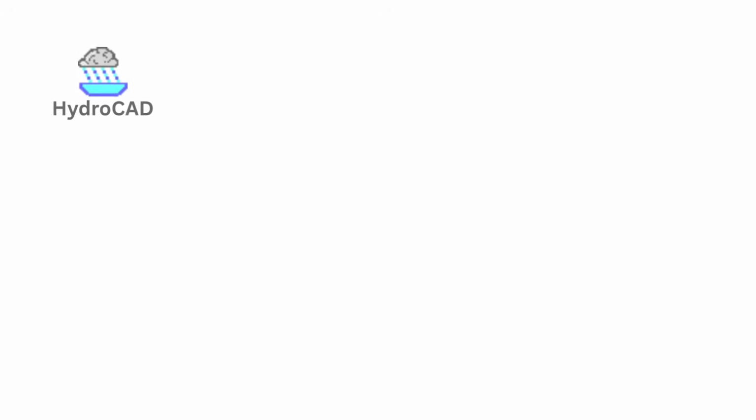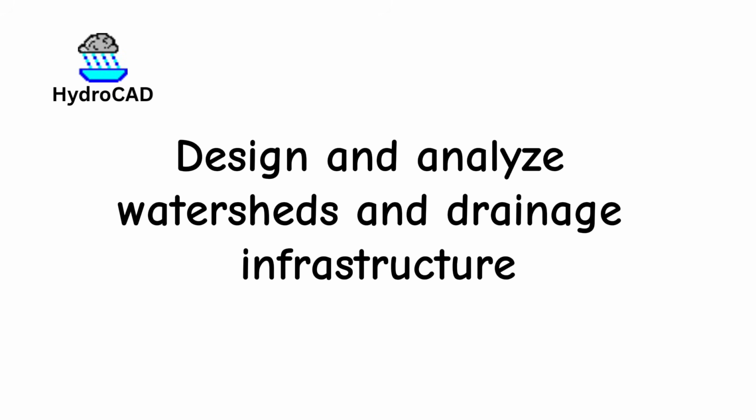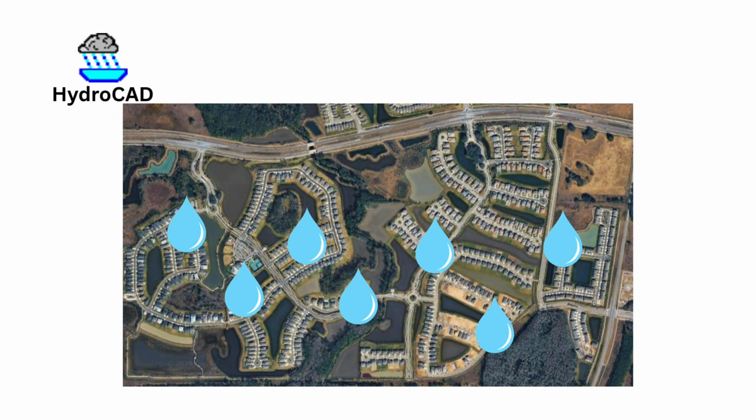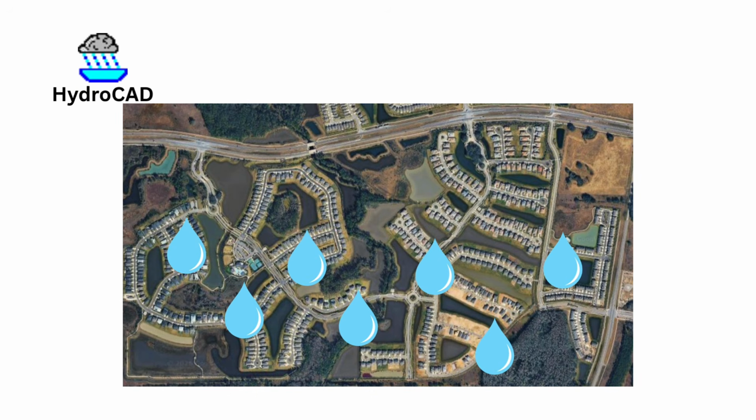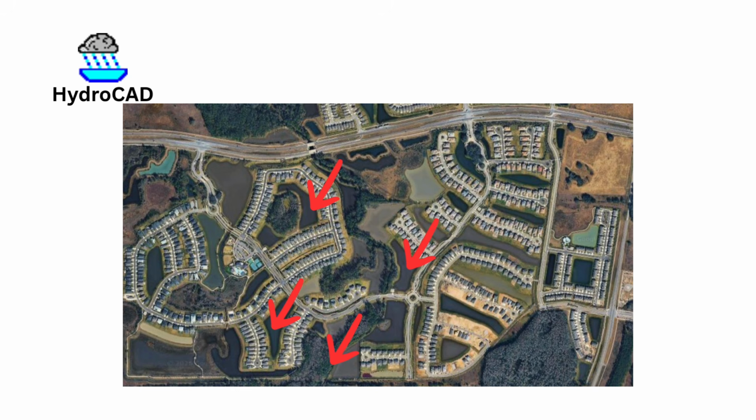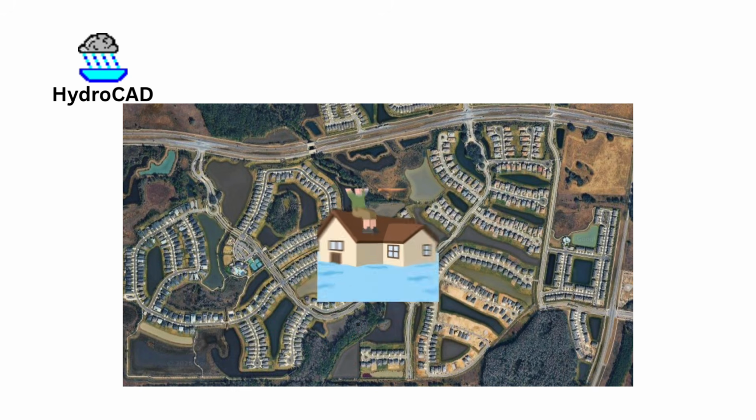The third program is HydroCAD. HydroCAD helps engineers design stormwater systems. When rain falls on a property, some water soaks into the ground and some water runs across the surface. HydroCAD helps us estimate how much water runs off of the site, how quickly it reaches the pond, how high the pond fills, and how fast the water leaves.